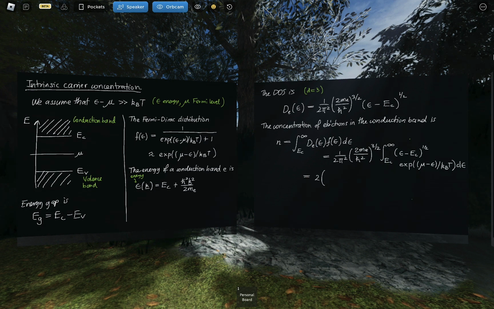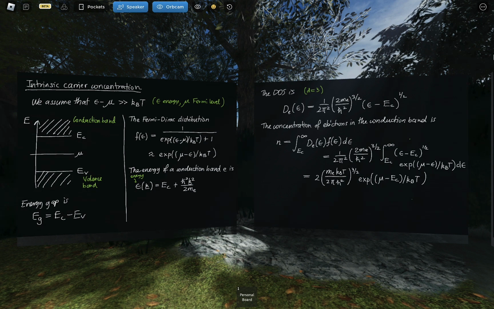So the answer is 2 (m_e k_B T over 2 pi h bar squared) to the 3/2, and then e to the (mu minus epsilon_C, sorry, E_C) over k_B T. Okay, that's the number of electrons in the conduction band. What does it depend on? Well, it depends on the effective mass of the electron. It depends on the Fermi level. It depends on this gap between the Fermi level and the electron band. And that's kind of it, and the temperature, of course.